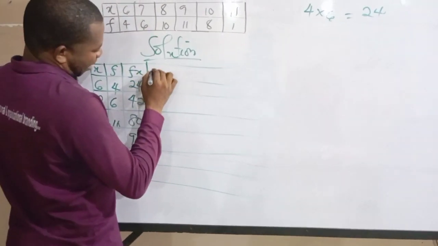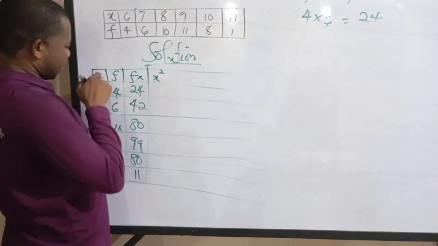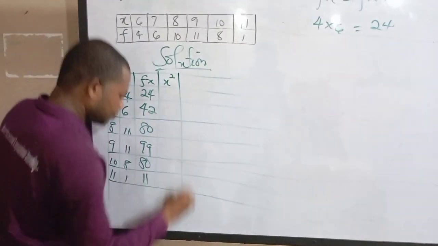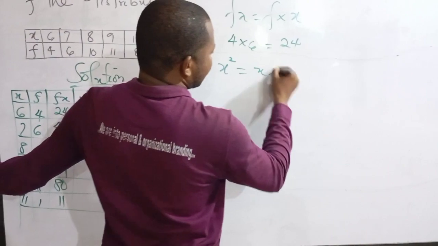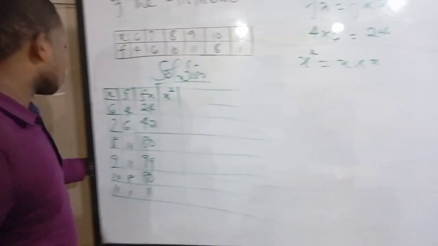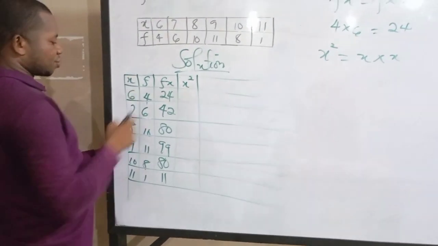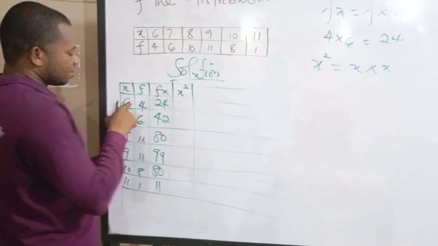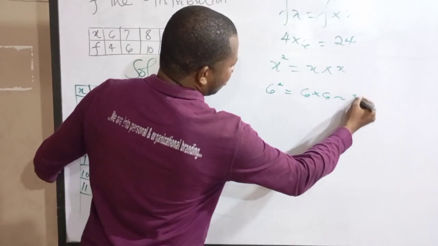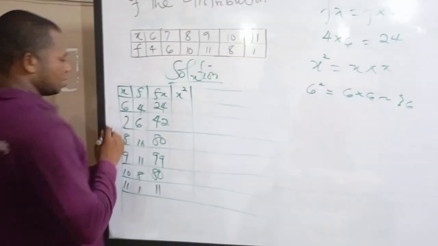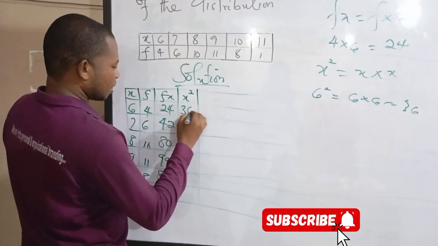What about x squared? Squaring this, what will it give me? X squared simply means x times x. So meaning that anywhere you have x, you square it. This is 6. So it means 6 squared. 6 squared means 6 times 6, which is what? 36.